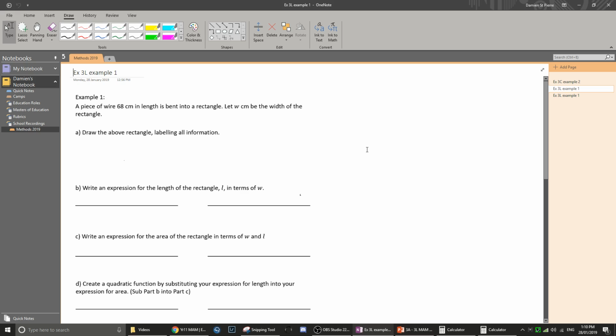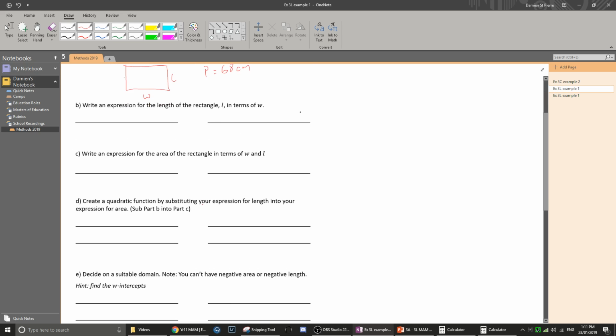In this example we have a piece of wire that's 68 centimeters long and it's bent into a rectangle. Let W centimeters be the width of the rectangle. Let's draw the rectangle, labeling all information. It has a width W, and we're going to express the length as L. We're also told the wire was 68 centimeters, so our perimeter is equal to 68 centimeters.